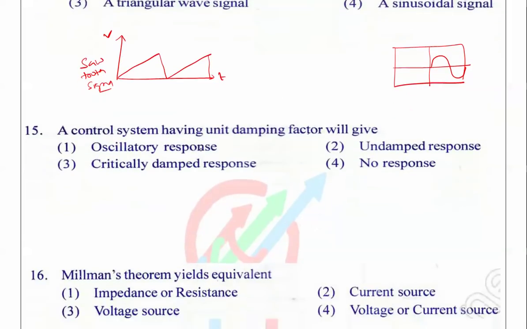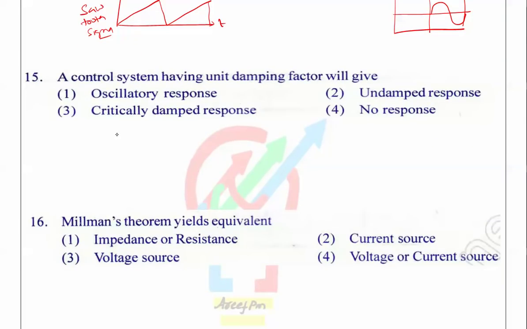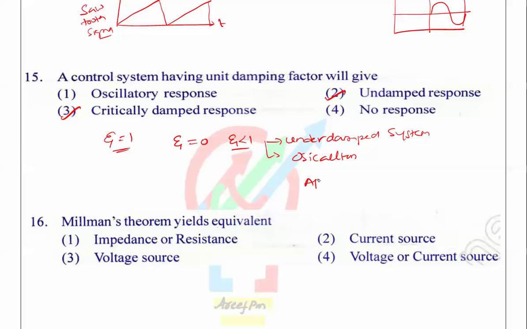So a sawtooth signal is the right answer for this question. Next one: a control system having unit damping factor. Unit damping factor means zeta is 1. Zeta is 1 for a critically damped system. Zeta is 0 for an undamped system. Zeta less than 1 means an underdamped system, which produces oscillations. This is a previous AP Genco question. Less than 1 means it's oscillatory in response. So that was the previous question, and for this one the answer is critically damped response.